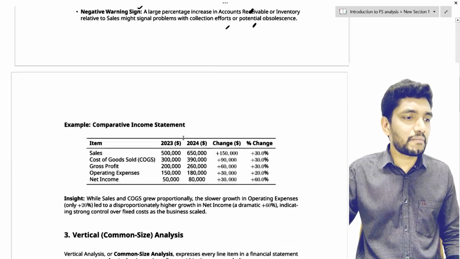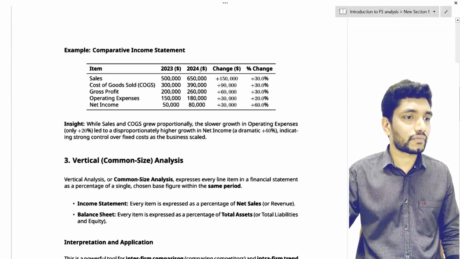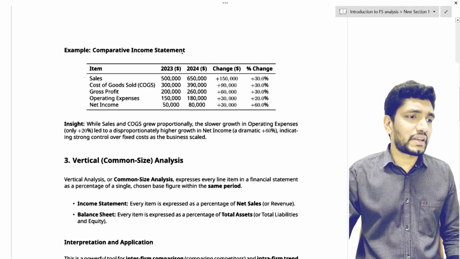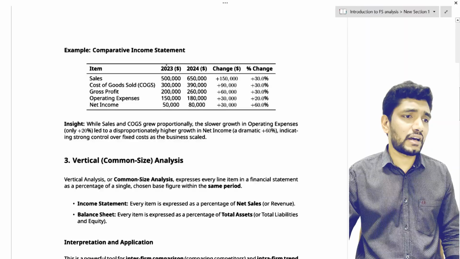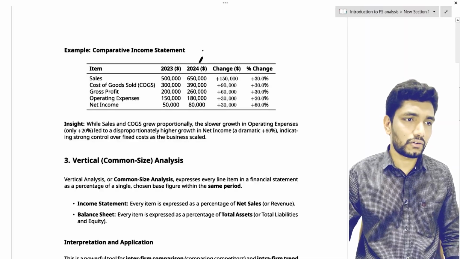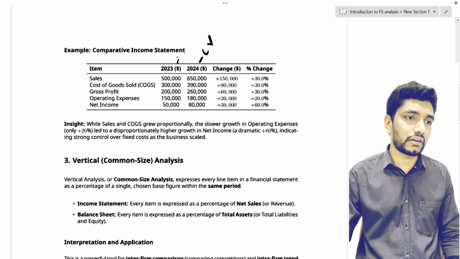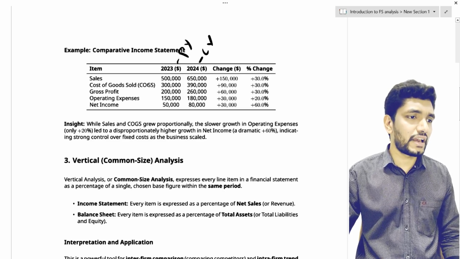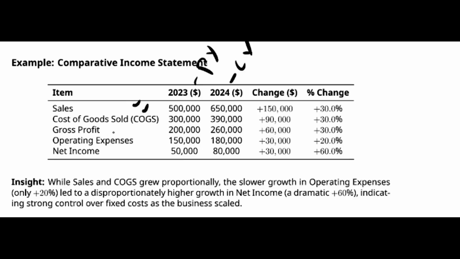So here you can see a comparative income statement. This is the current year 2024, and this is the previous year. So all this data, including sales, cost of goods sold, gross profit, operating expense, and net income, we can compare with the previous year 2023, and we can see the absolute changes in dollar value and percentage changes also. So here you can see the sales increased $150,000.